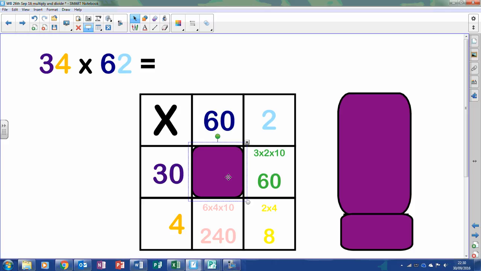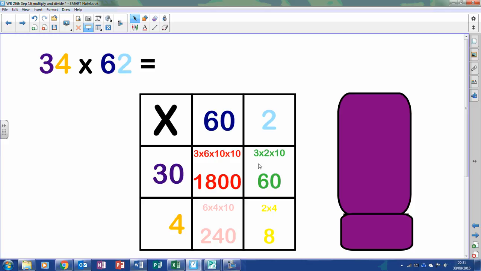Now, this is the one that catches some people out. We're doing 30 times 60. So the way I would say that in my head would be 3 times 6 times 10 times 10. So 3 times 6, I know using my times tables, is 18. Multiply that by 10 is 180. Multiply it by 10 again is 1,800. I hope you can see how we've got there.